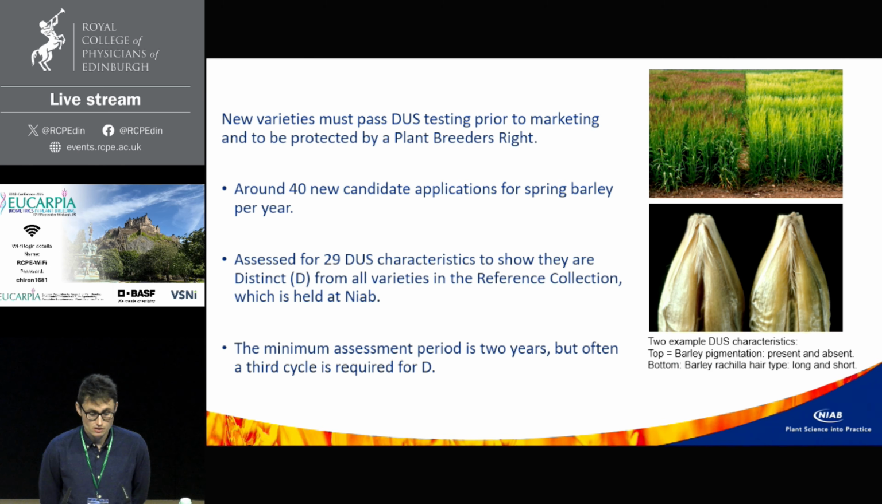The testing centre for barley in the UK is NIAB, which is the National Testing Centre, and these are assessed for 29 DUS characteristics that show that they are distinct from all varieties held in the technical reference collection, which is at NIAB, and that consists of over 1,000 varieties. The minimum assessment period is 2 years, but often what we're finding is that a third year is required for this distinctiveness test, and that's becoming more and more frequent as the trait space in spring barley is shrinking.